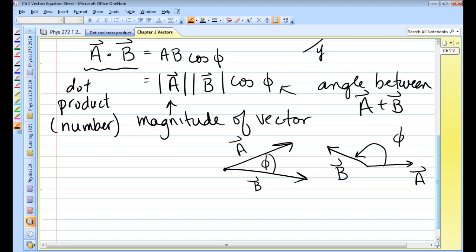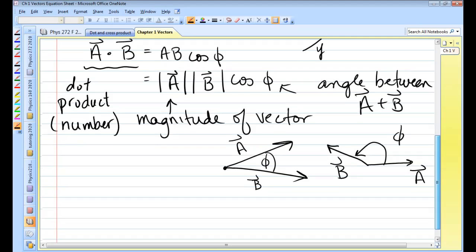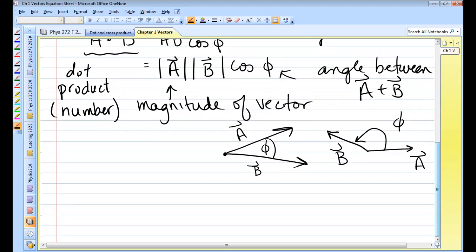Okay, so if you happen to know the magnitudes of A and B, and the angle between them, then that's how you would get the dot product. But sometimes you are just given the components. You don't necessarily know the angle between them. And in that case, you use the components to find this dot product.